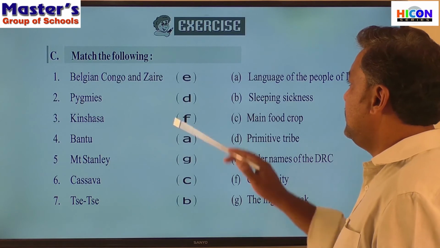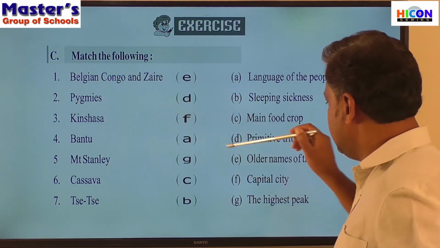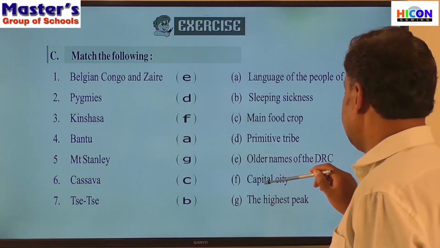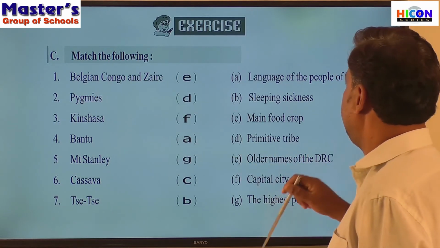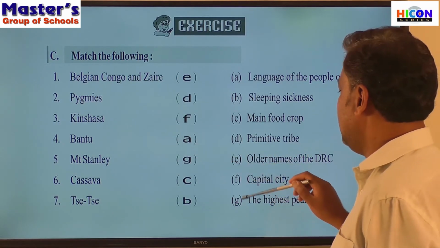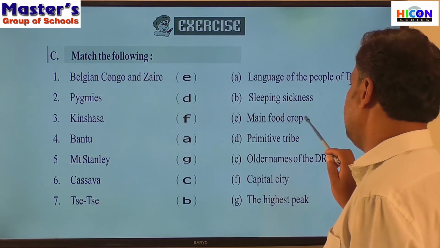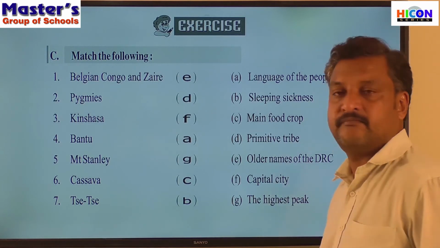Yes. Belgian Congo and Zaire, E, the older names. Pygmy is D, the primitive tribe. Kinshasa, the capital city, F. Bantu, A, language used by the people of DRC. Mount Stanley, G, the highest peak. Cassava, C, the main food. Zeze, B, sleeping sickness. Right?